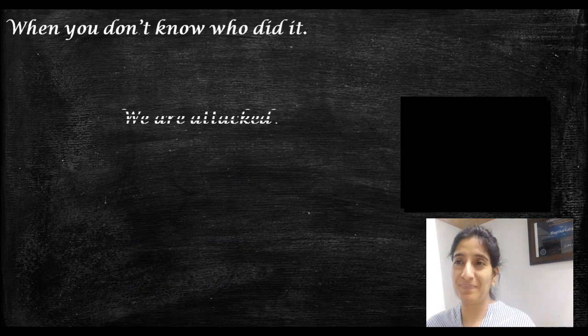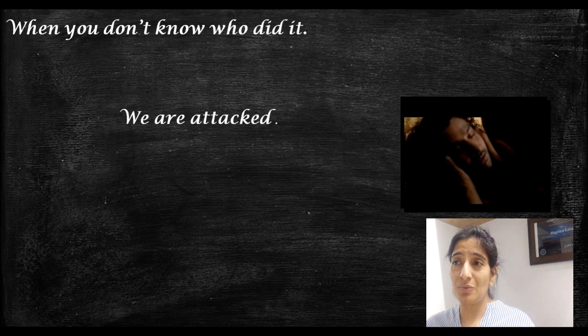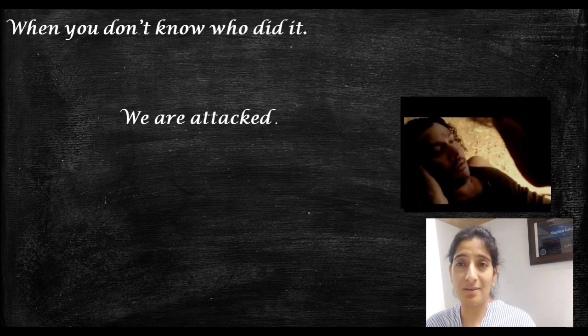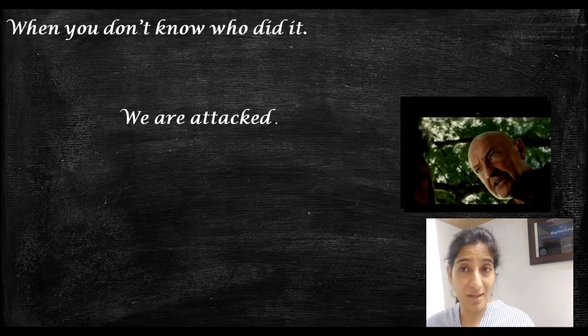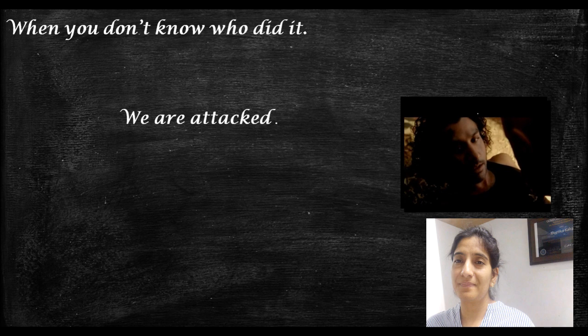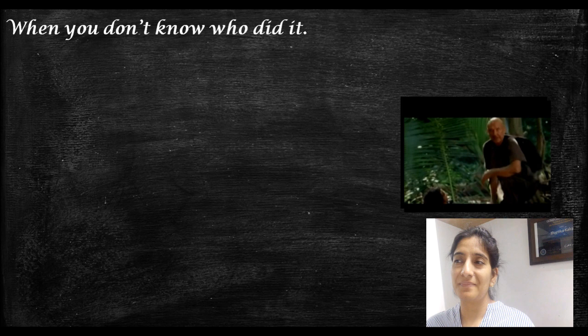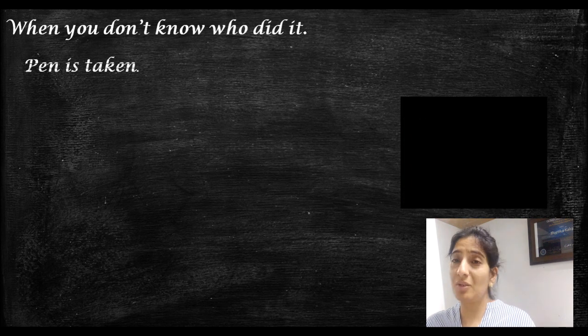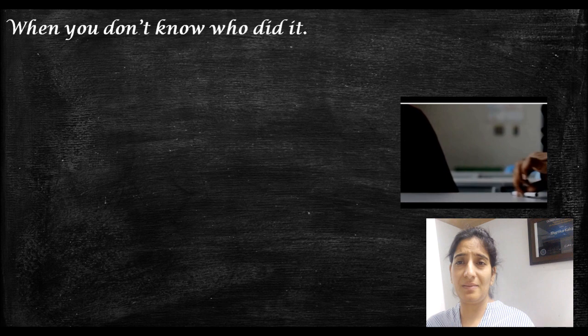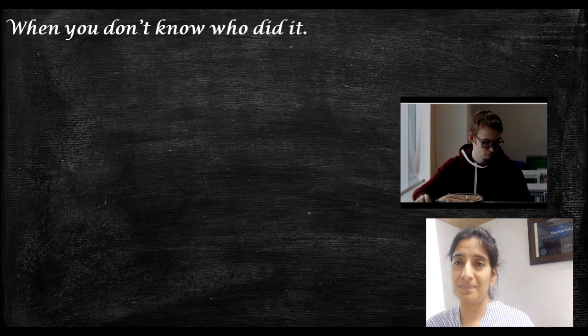Finally, you may use passive voice when you don't know who did it. So you say, we were attacked. What happened? We were attacked. By whom? I don't know. So you said we were attacked because you don't know who performed the action. So in the second case, if you say my pen is stolen, clearly you don't have any idea who did it.